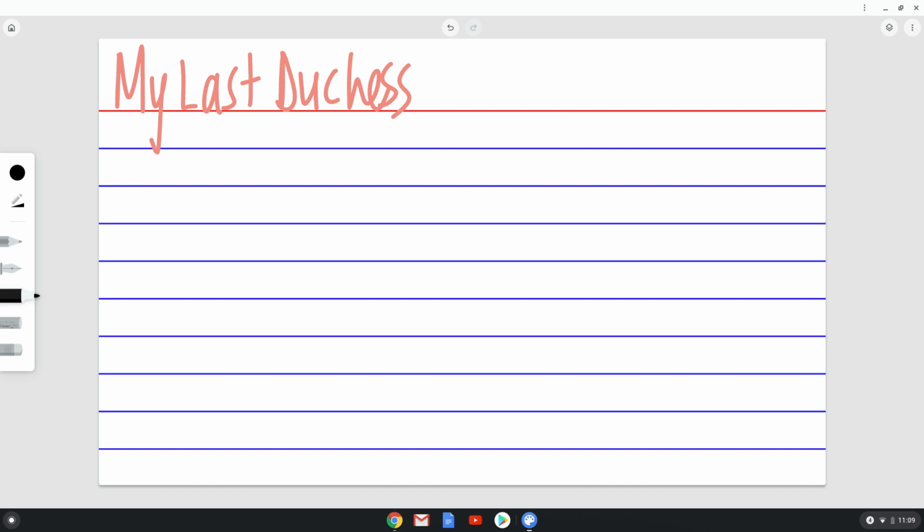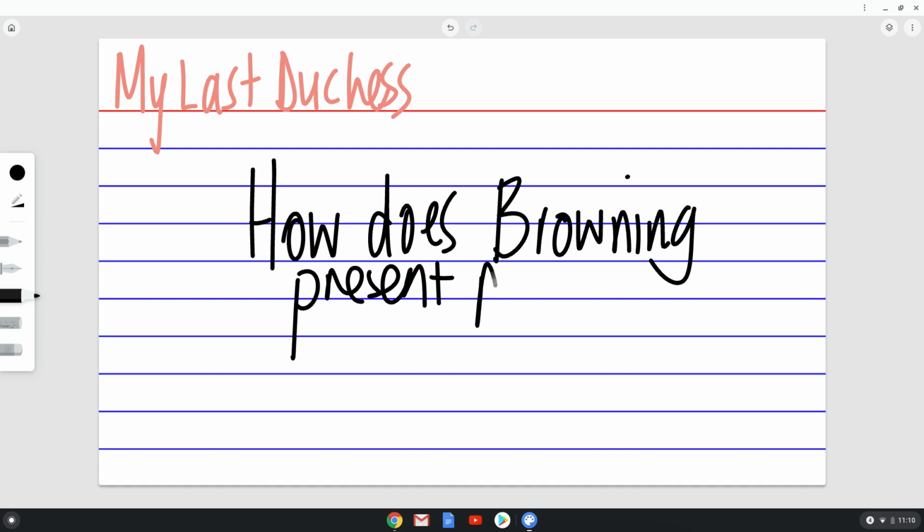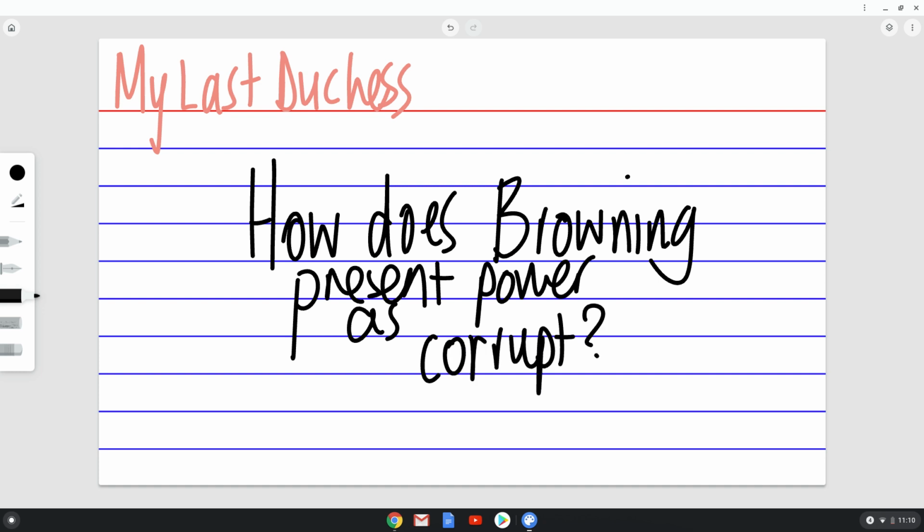So, for example, if we're thinking about My Last Duchess, one of the things that would be useful to know is the theme of power being corrupt. So my question on the front would be, how does Browning present power as corrupt? Okay, like I said, not pretty, but you get the idea. So this would literally be what the front looks like. It just has the poem on it and then a question.